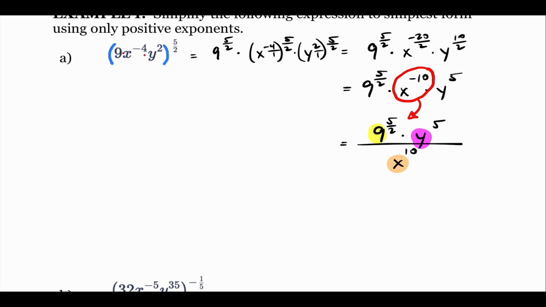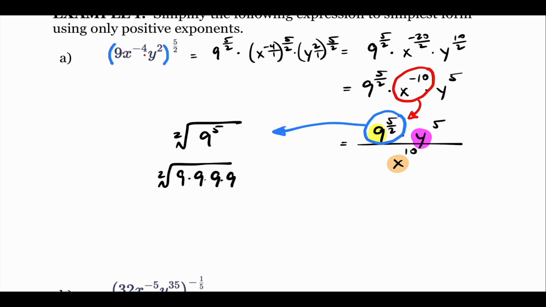Here's where I can simplify. This is what we did the last 2 days. This is the guy I can simplify here. So what I'm going to do by simplifying is see, the 5 on top is the power, the 2 is the root. So I'm going to rewrite this guy as the square root of 9 to the 5th power. That's what it means. Well, I have to see if I have any pairs. Square root means pairs. So I have to simplify that to see if I will have any pairs. Well, I have 9 times 9 times 9 times 9 times 9. I have 2 pairs of 9s. I have this guy here and this guy here.